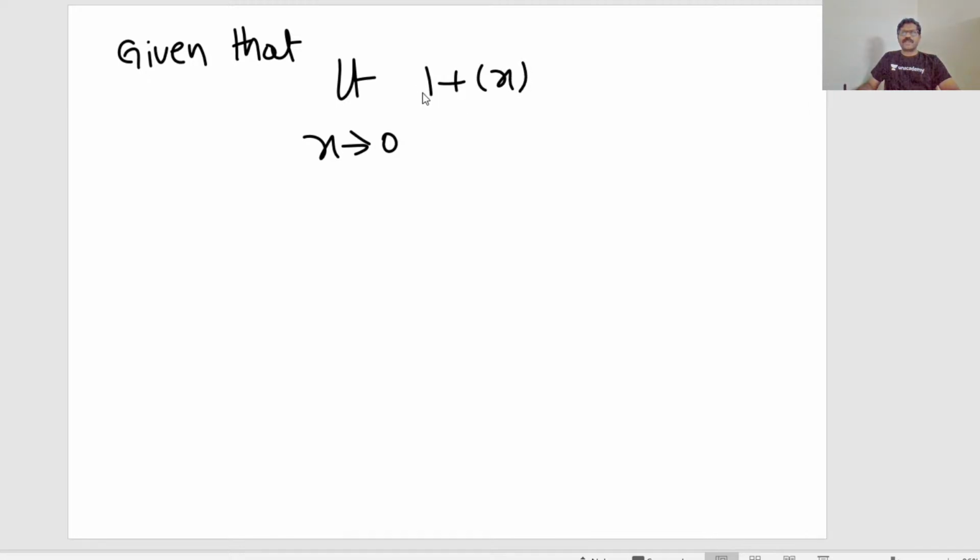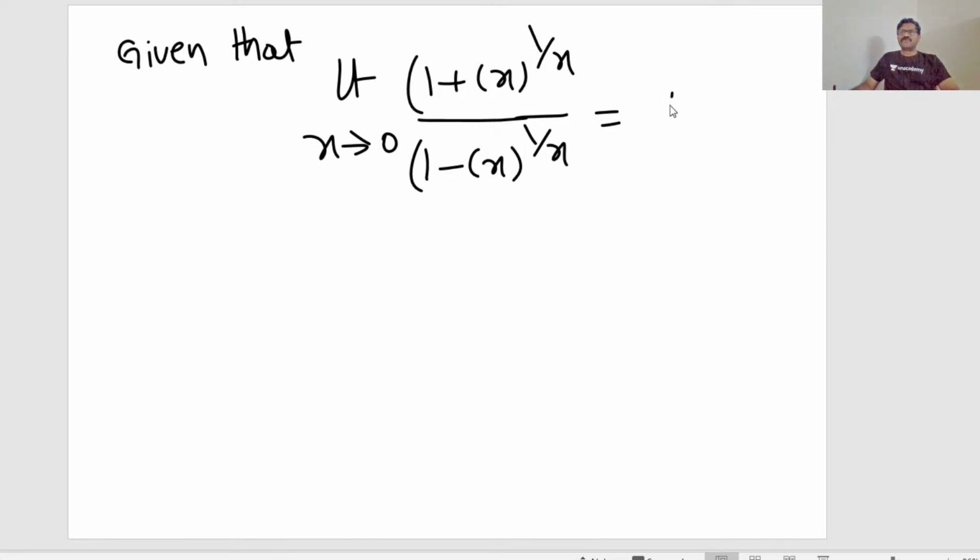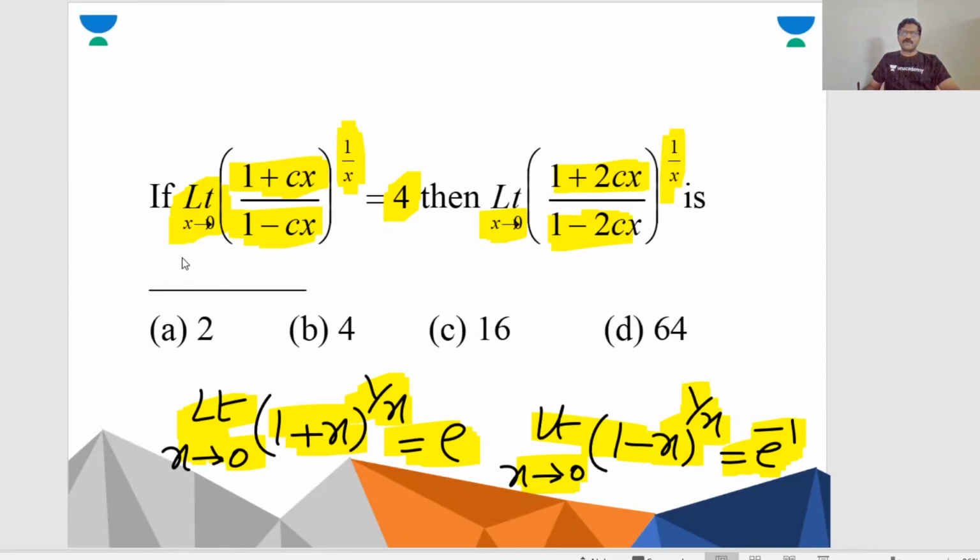Given that limit x tends to 0, (1 plus cx) whole power 1 by x by (1 minus cx) whole power 1 by x is 4. That is given in the data. Limit x tends to 0, (1 plus cx) whole power 1 by x by (1 minus cx) whole power 1 by x is 4.